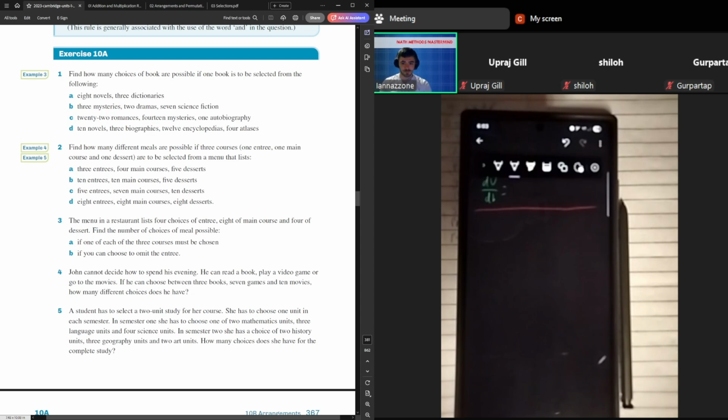$60 is correct. So for everyone else, this was choices made in sequence. So you're choosing an entree, then a main, then a dessert. So you take the numbers that are associated with entree, main, and dessert, and you just multiply them across. That's all that's going on there.